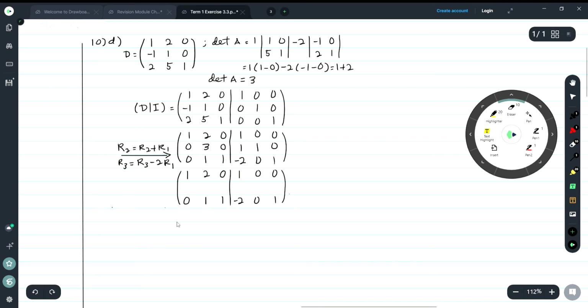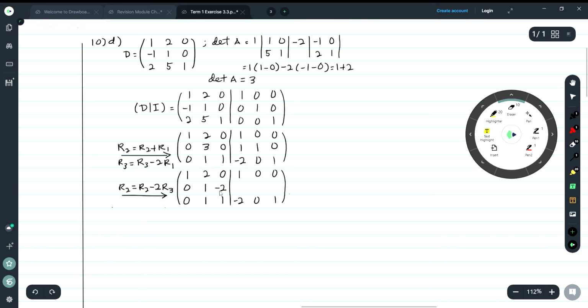Okay, next we want to modify the second column into 0, 1, 0. So we start with the value of 3 and convert 3 into 1. So draw an arrow, and then write the formula. Because we want to convert 3 into 1, so 3 minus 2 times 1. So the formula will be R2 minus 2R3. So 3 minus 2 is equal to 1.